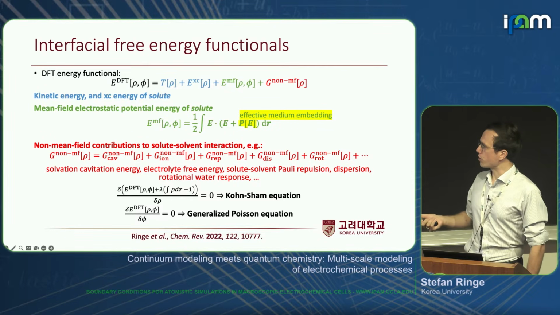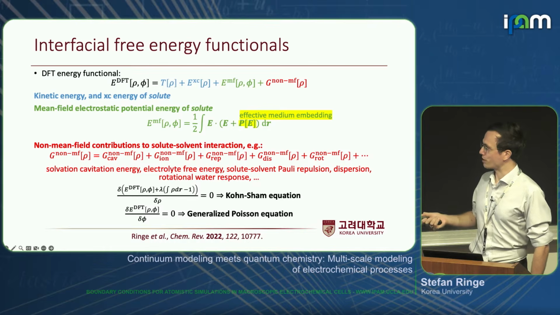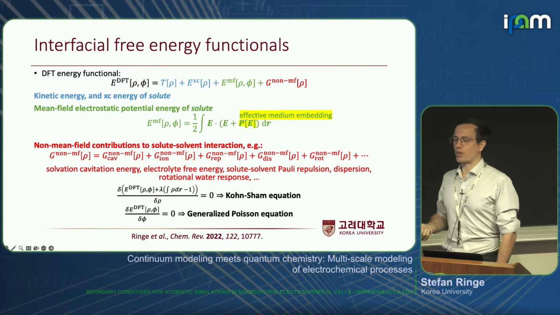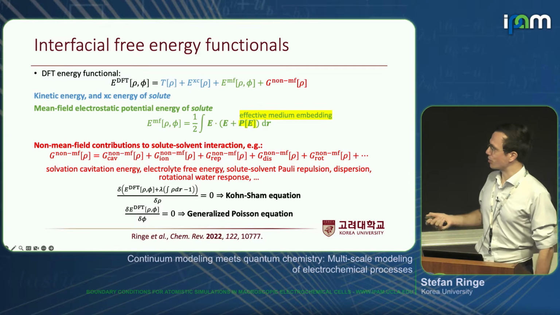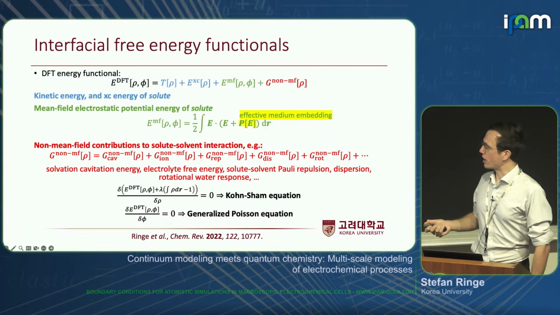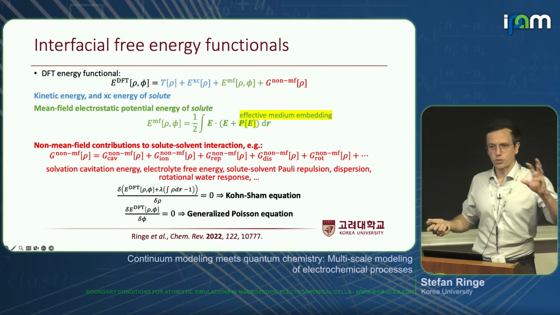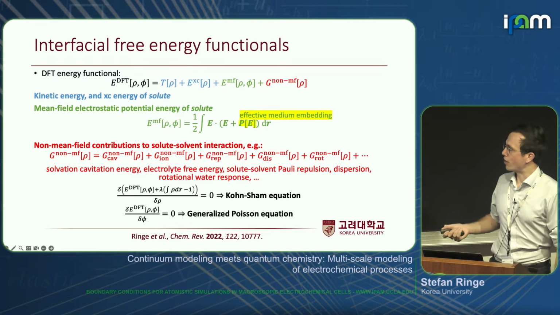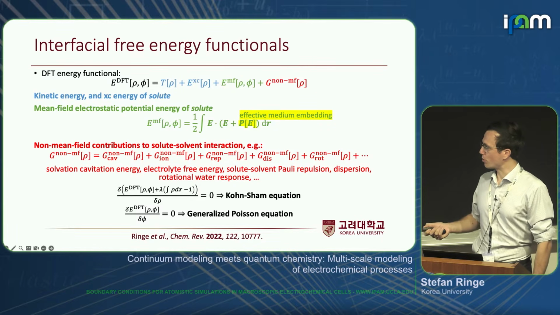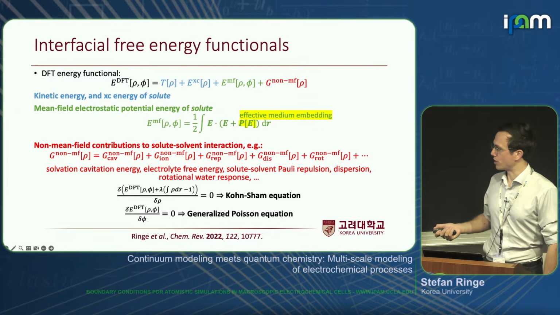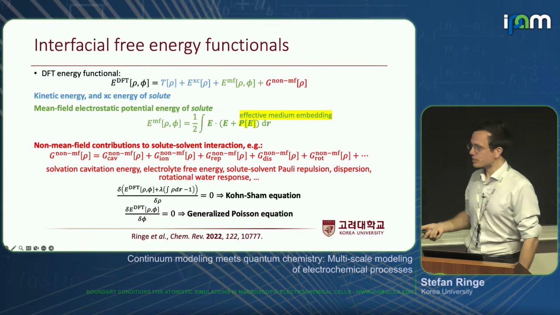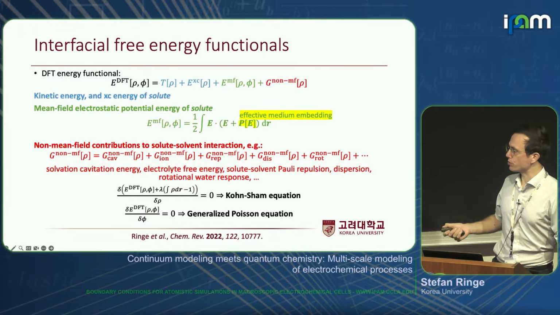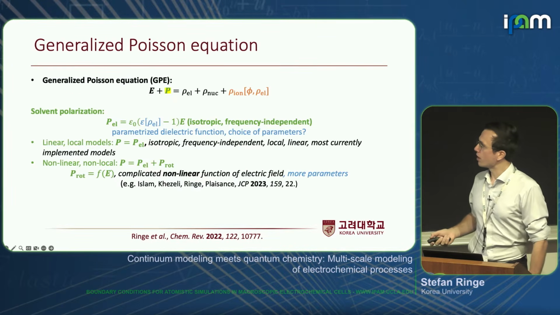And then we have the non-mean field contribution, and here we can add all kinds of things that we want to make this purely electrostatic model more realistic to represent our environment. So we can add cavitation energies, ion effects in the electrolyte, dispersion or water rotational contributions. Then we do the minimization with respect to rho, we get the Kohn-Sham equation. Minimization with respect to the potential, we get the generalized Poisson equation. So in practice, we need to solve these two equations iteratively.